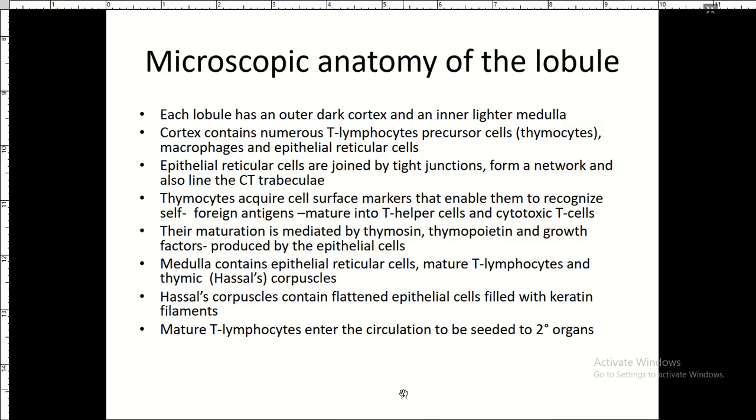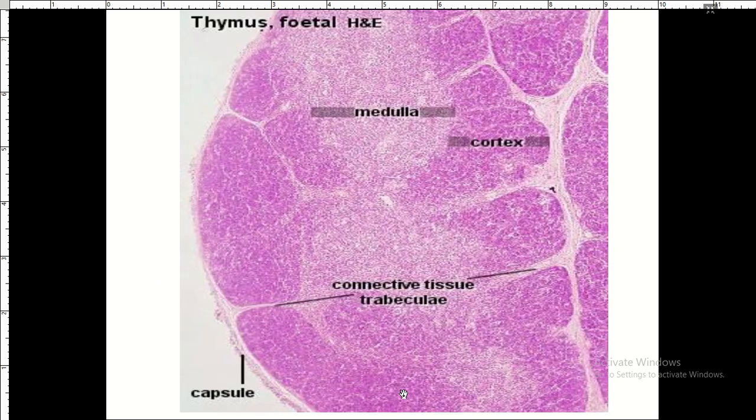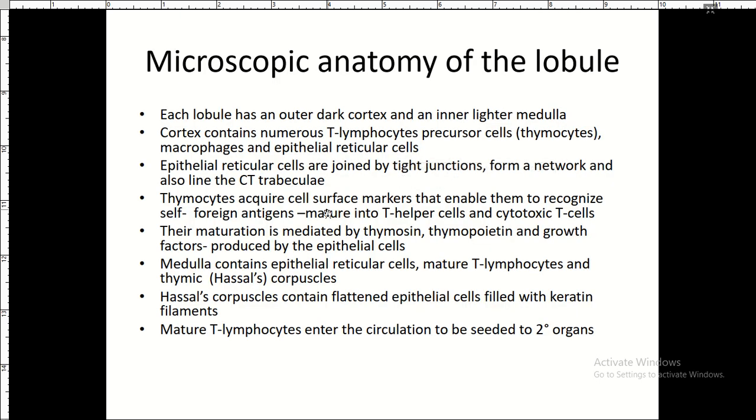Right. So let's just take a look at these lobules. Each lobule has a darker cortex and a lighter medulla. Darker cortex, lighter medulla. You understand? So the cortex contains numerous T lymphocytes, which are precursor cells, thymocytes, right? We also have macrophages and epithelial reticular cells. We have no reticular fibers, we have epithelial reticular cells. These reticular cells are joined by tight junctions and desmosomes, which also take part in the formation of the thymic blood barrier, right?